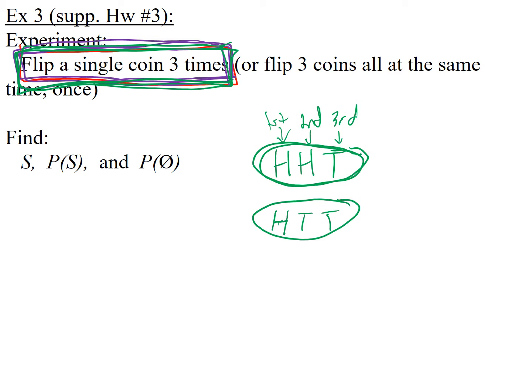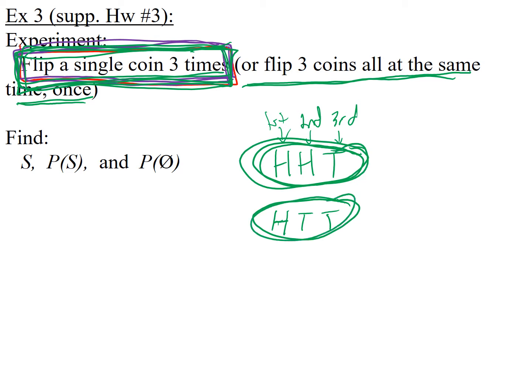Okay, and then I wrote also, or flip 3 coins all at the same time. These 2 experiments, the one that's boxed and the one that's underlined, are almost exactly the same thing. They're not exactly the same thing. For the box situation here, we're flipping 1 coin 3 times, whereas here we're flipping 3 separate coins all at the same time. But if you flip the 3 coins all at the same time, what do you get? Again, the outcomes would look similar to the ones that I have here.